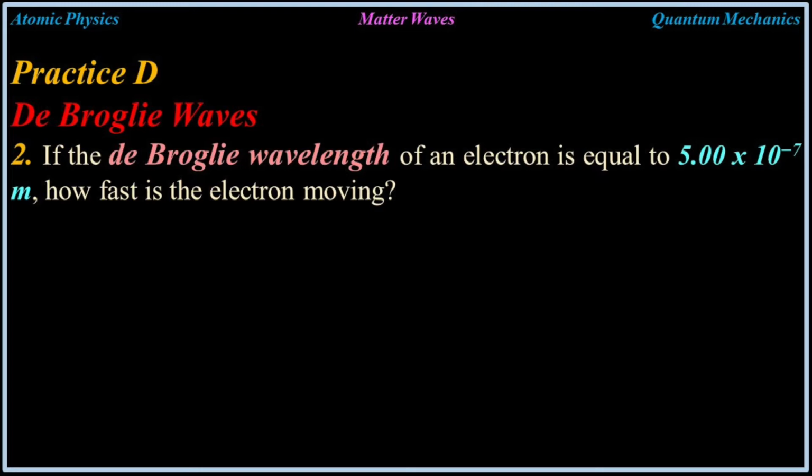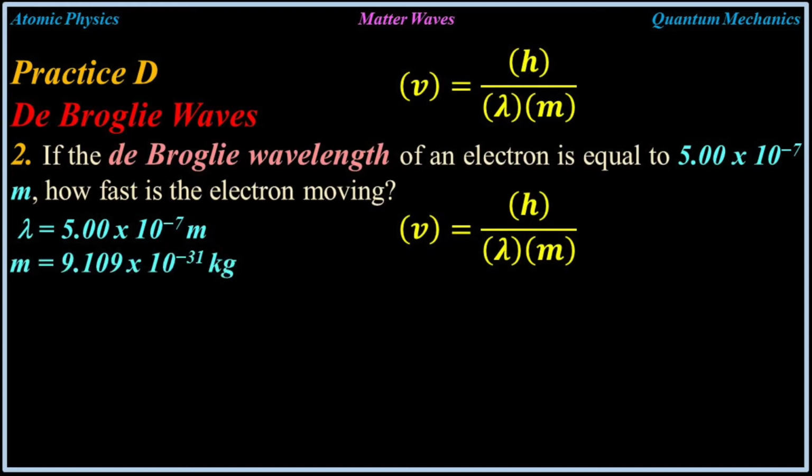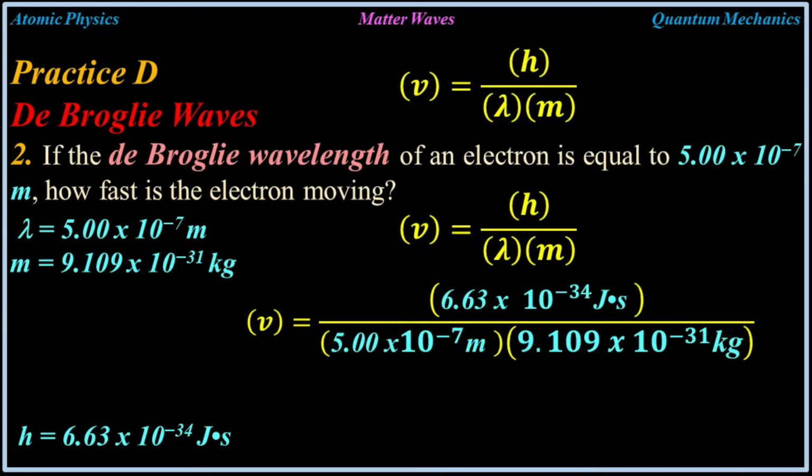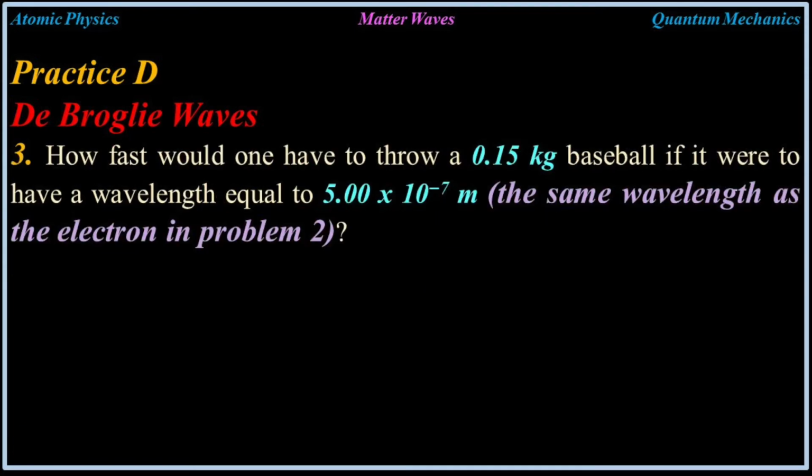If the de Broglie wavelength of an electron is equal to 5 times 10 to the negative 7th meters, how fast is the electron moving? How fast is the electron moving? Here again is another calculation on de Broglie wavelength. And it's going to be 1,460 meters per second.